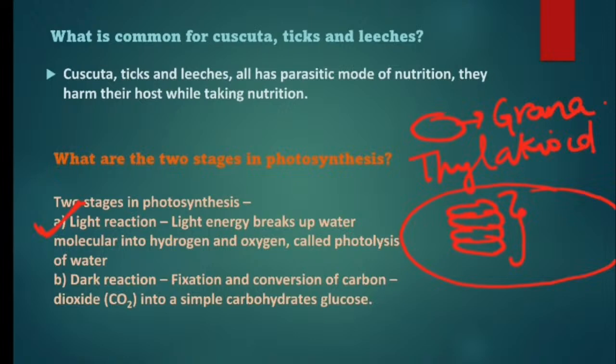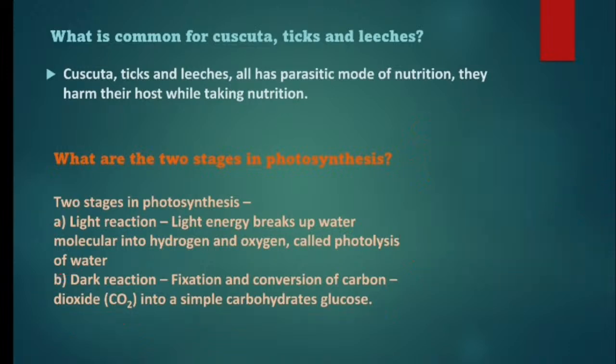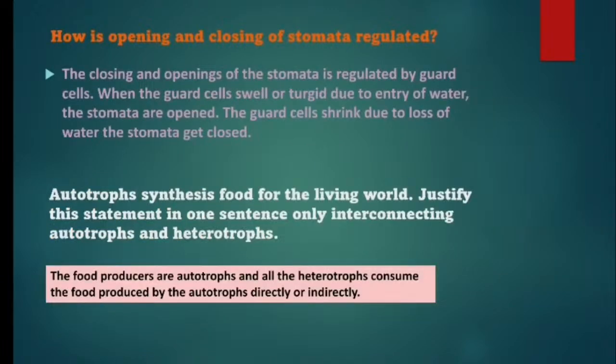Whereas inside the chloroplast, there is a jelly-like matrix called the stroma. This is the part where the dark reaction takes place, that is fixation and conversion of carbon dioxide into simple carbohydrates, that is glucose. Okay, next. Now, how is the opening and closing of stomata regulated?